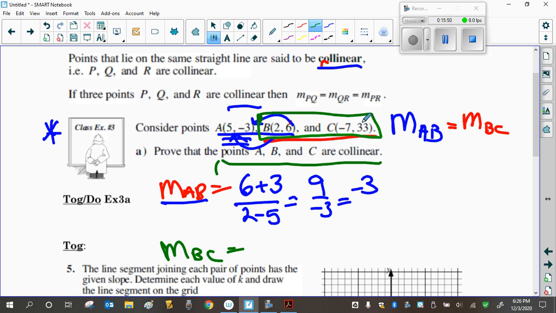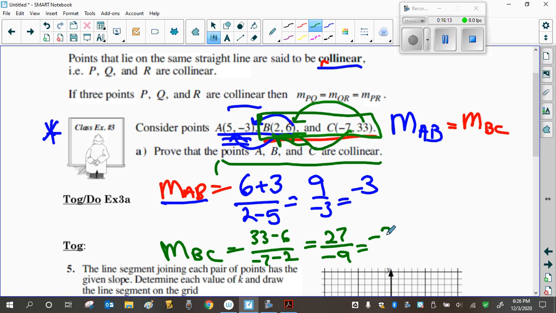Okay, BC, so y2, 33 subtract 6, all divided by negative 7, subtract 2. Oops, I went to the wrong one. Subtract 2. So 27, all divided by negative 9, and we're happy. They're equal, but answer the question, please. Therefore, that's what the 3 dots means. A, B, C are collinear.